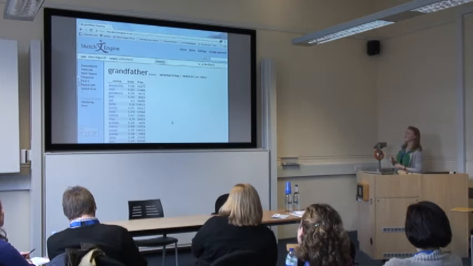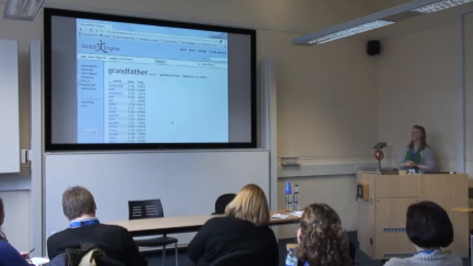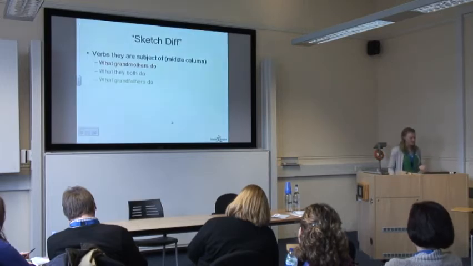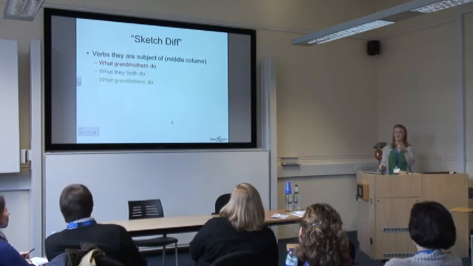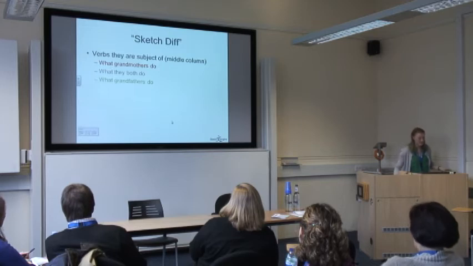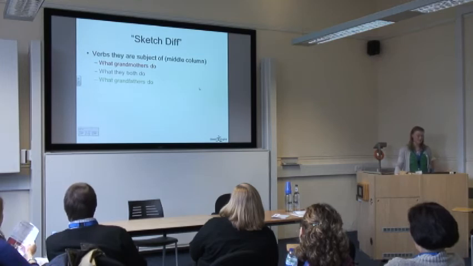So, distributional thesaurus, grandfather. Okay, so I'm thinking they're all nouns, they're all family members, but why are the words different? So I click on grandmother, and I can compare grandmother and grandfather, and this is exactly what you've got in your leaflet with clever and intelligent. The things shown in red are what grandmothers do, things shown in green are what grandfathers do, and things in the middle are what both do.